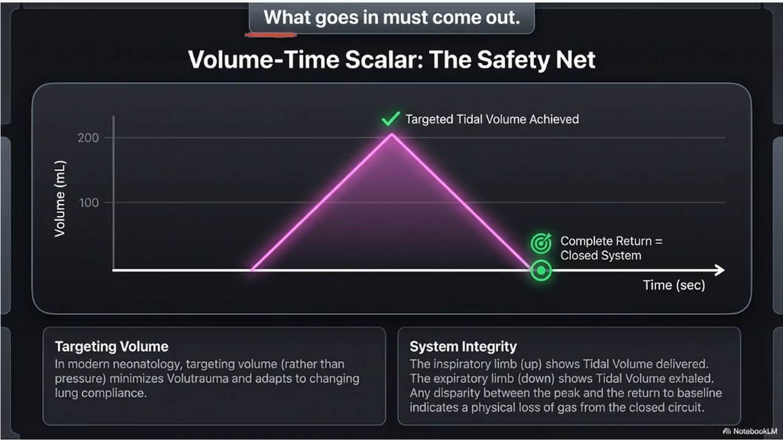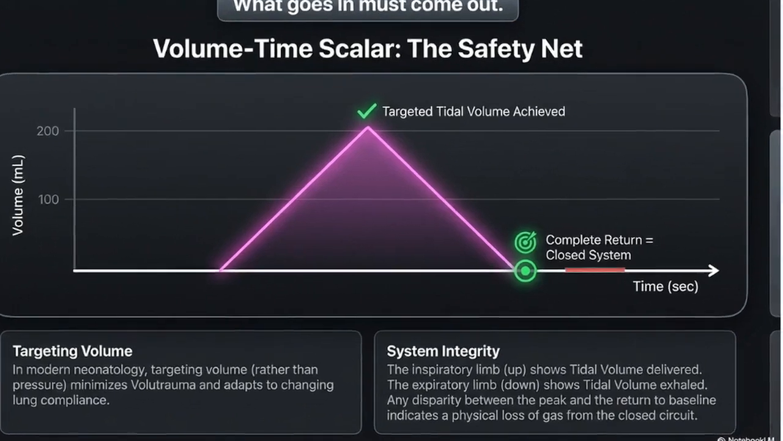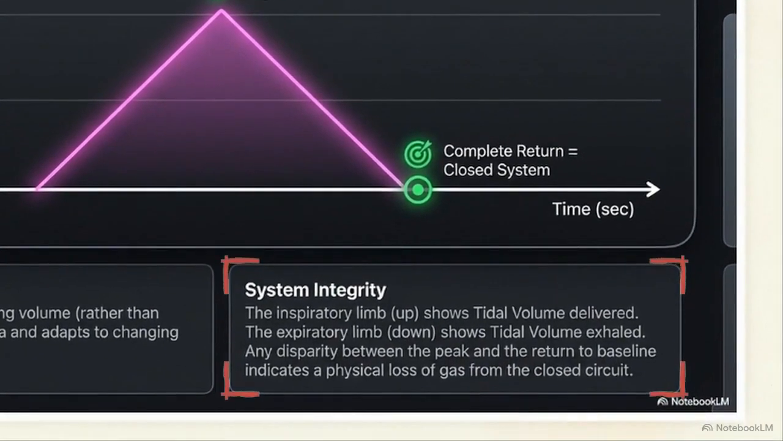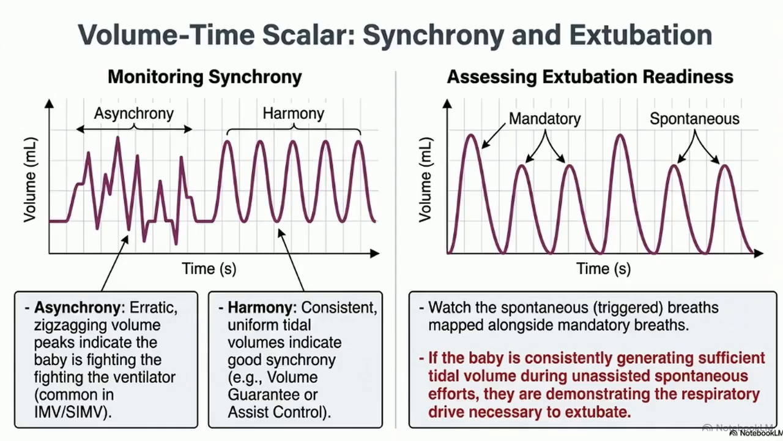In a closed system, volume that goes in must come out, meaning the purple triangle must return completely to the 0 line. If the wave stops short of the baseline, gas is lost from the circuit. The left panel shows how volume tracking reveals patient synchrony. Erratic, zigzag peaks indicate the baby is fighting the ventilator.